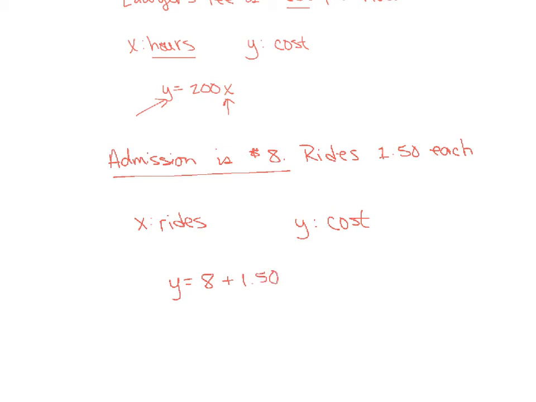So if we ride 8 rides, we have to multiply 8 by $1.50, and then we would know how much we were spending on rides. And I don't know why I was going to put 8 in there, but that should be x. Okay? You don't need to put that in parentheses. I just did for fun.